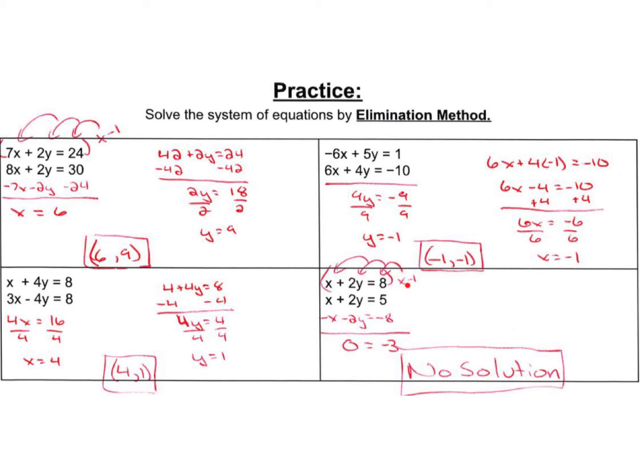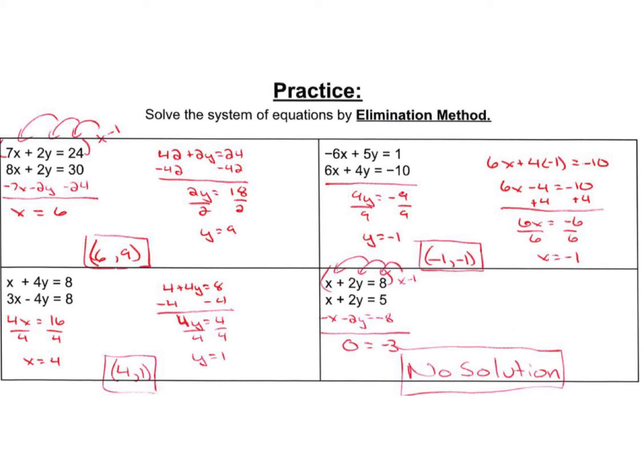And then the last one we want to look at here, pay special attention to, is, okay, we're going to multiply by a negative. And then what we see happen here is our two numbers, or both of our variables, cancel. Well, does 0 equal -3?